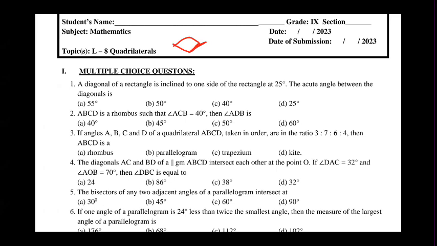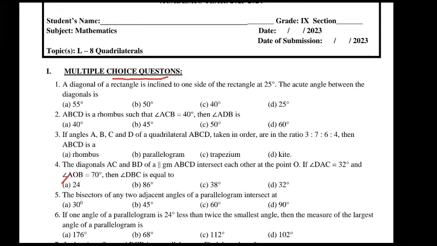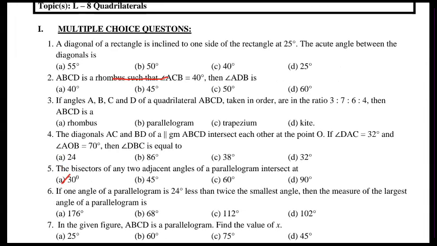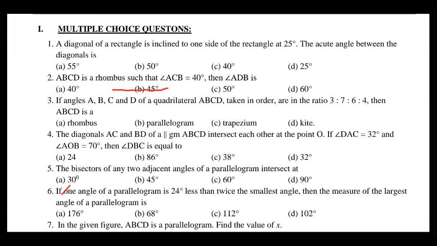So the first question here is, a diagonal of a rectangle is inclined to one side of the rectangle. Okay. Let's create a space here. Come on. The first question, can you please read this question? Laiba, come on, read the first question. A diagonal of a rectangle is inclined to one side of the rectangle at 25 degrees. Okay. The acute angle between the diagonals.